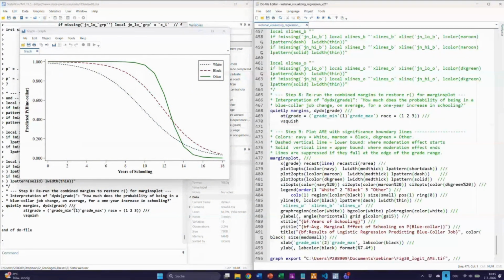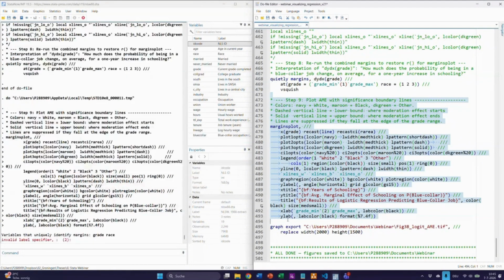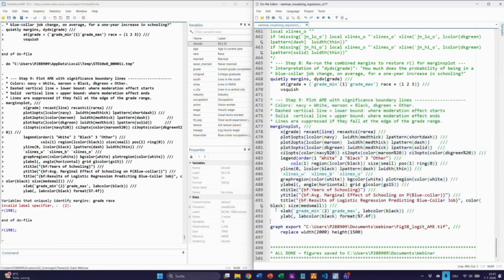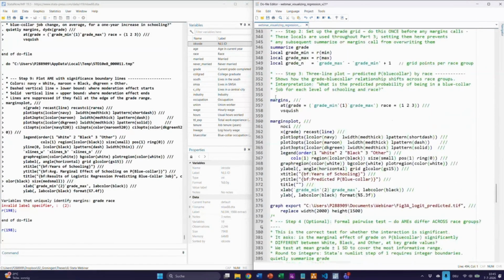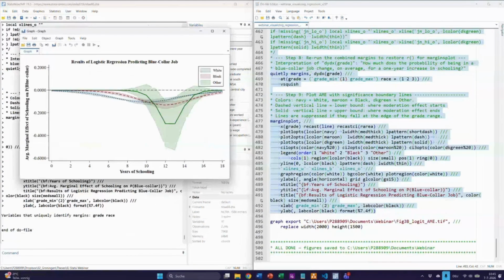And again, I added the quietly command because otherwise I will get a very, very long table, which at this point I don't really need. Only Stata needs it to actually compute the relevant values for my margins plot. But for me, in terms of interpretation, at this point, it is less relevant because I'm mainly interested in that visualization. Let's take a look at this. Oh, sorry, I need to run it again because it calls on the locals again. Let me run the whole thing. And then I get this visualization.